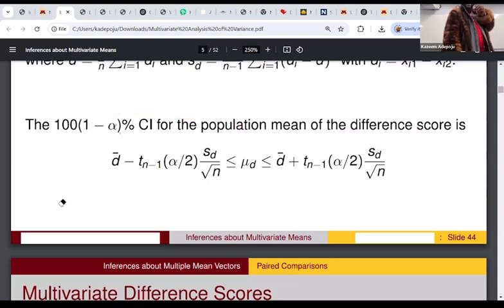But how do we derive the multivariate version? Maybe I want to change. I'm not only interested in endurance. I'm also interested in agility. I'm also interested in reaction time.